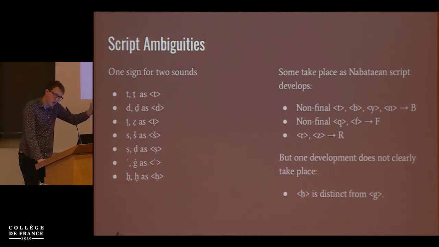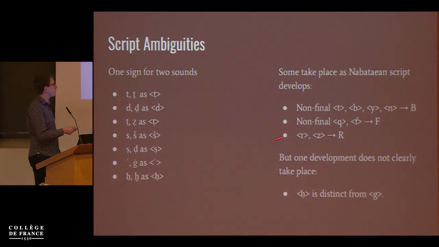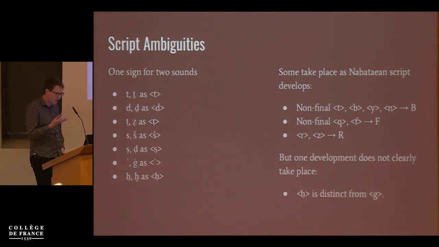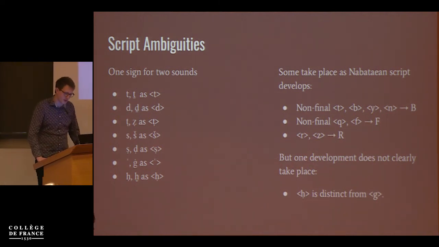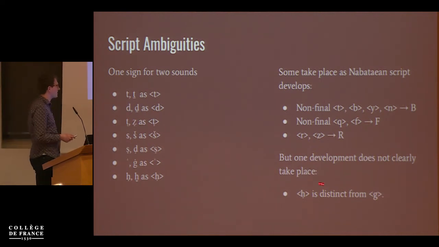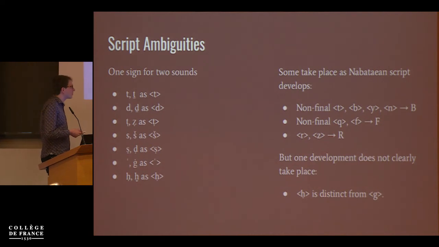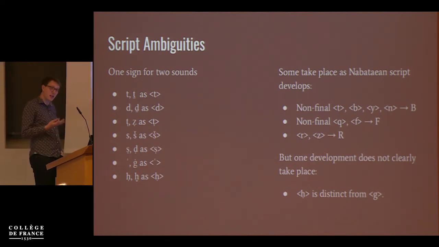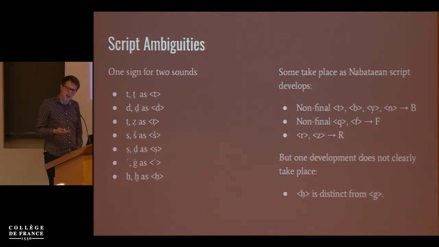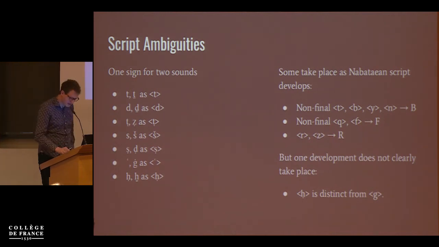And at first they are quite distinct, but at some point they really develop into something. Same is true for the non-final qaf and fa, which kind of merge into a single thing. Finally, they still stay distinct. The ra and zay similarly merge. But one development that does not clearly take place is this ha, which is used for both the ha and the kha, merging with the jim, which eventually happens in Arabic. But when does that happen? Because we don't really see it in the epigraphic records.